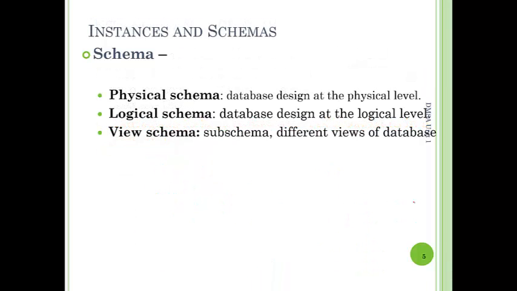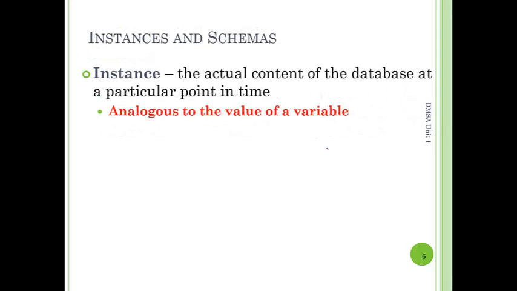So there are three types of schema: physical level schema, logical level schema and view level schema. These are all the levels of abstraction, and abstraction, as we have discussed, hides certain details from another level depending on the different types of users. At the physical level, database design at the physical level; logical schema, database design at the logical level; and view schema, that is a subschema or different views of the database. So these are the three levels of the database.